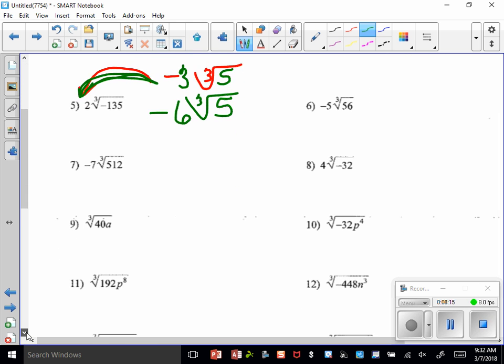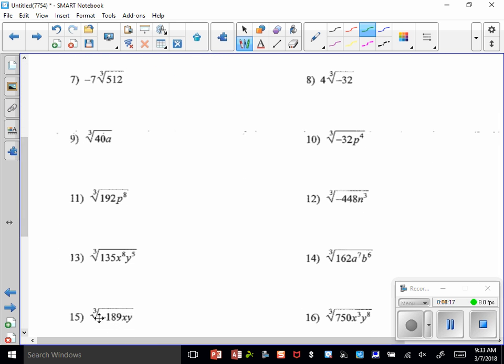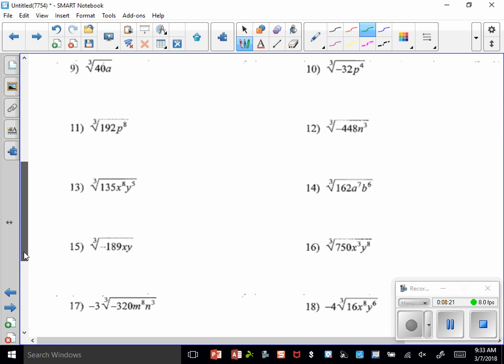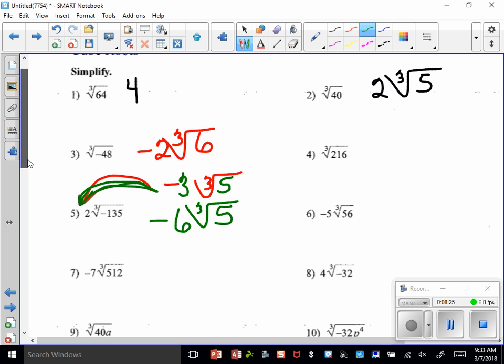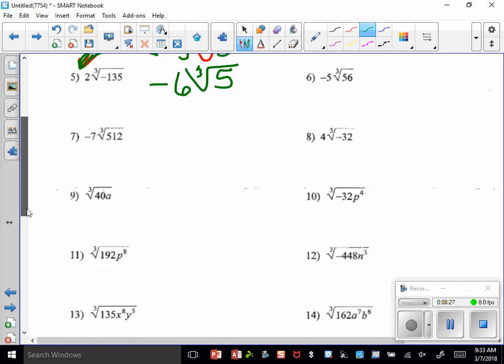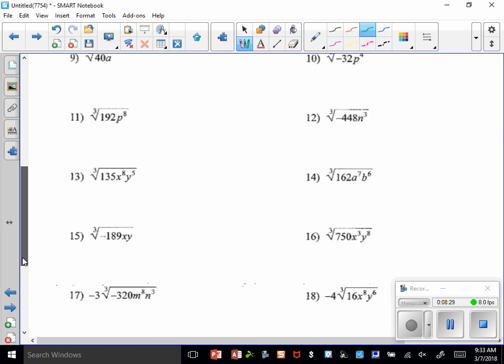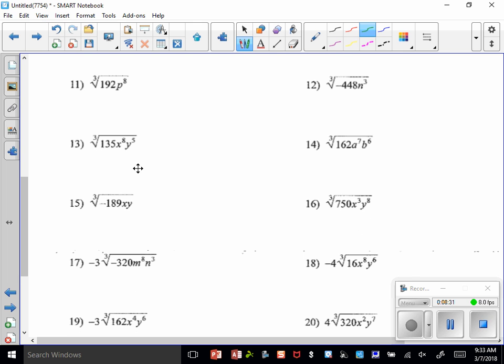Now let's take a look at some ones that have variables in it. Like number 13. Did we do 135? We just did it. 6 and 5. So 13 just has a positive 135. So we already know this is going to be 6 and 5. Did we multiply it? Yes, you're right. 3 and 5. Thank you. So we're going to put 3 and 5 there.